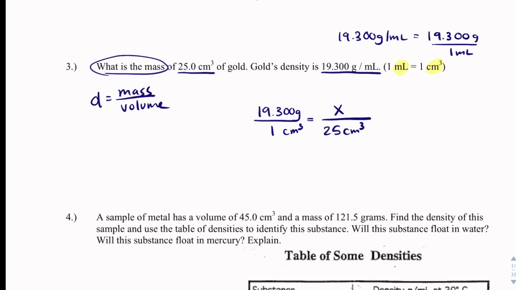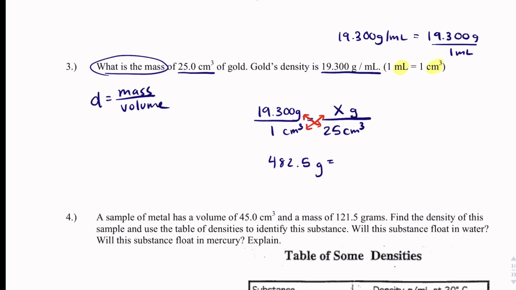Ask yourself how you're going to solve this expression. One thing that's important to know is because we were given grams in this numerator here, when I solve for x, it's got to be in grams as well. That's the only way to get this math to work out. I am going to cross multiply. So I will multiply 19.3 times 25, and when I do that, I get 482.5. That equals x grams, and so that is our mass.